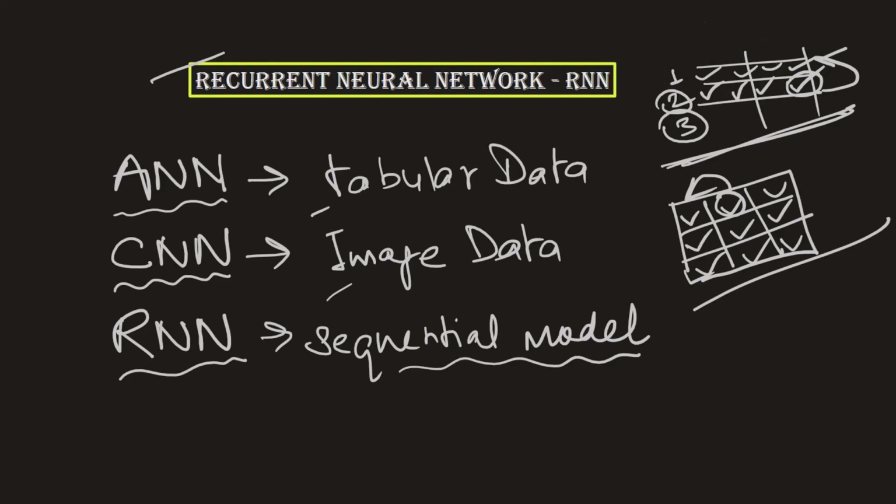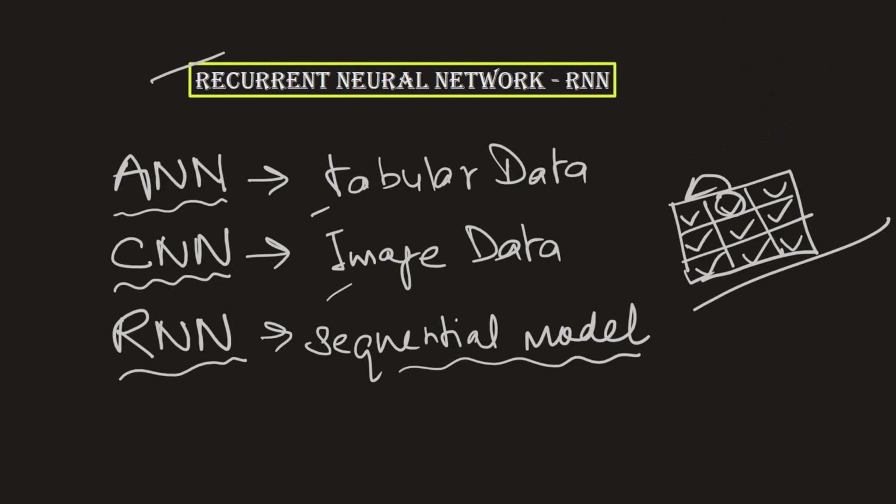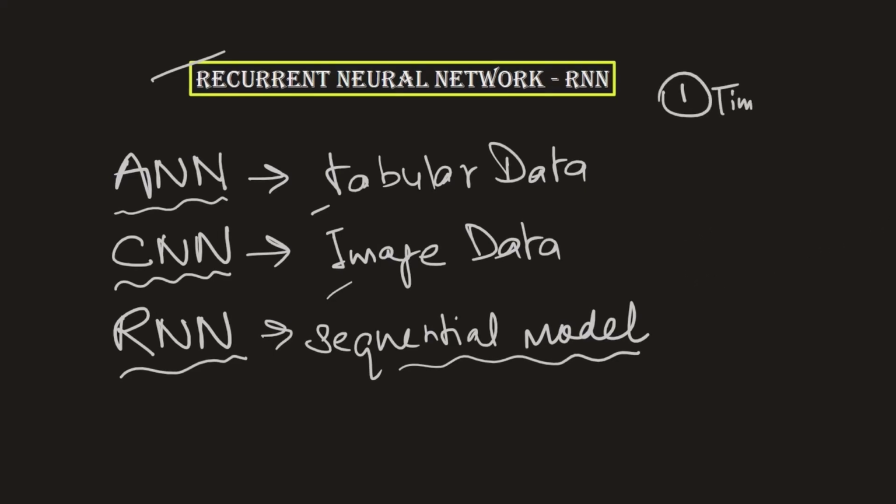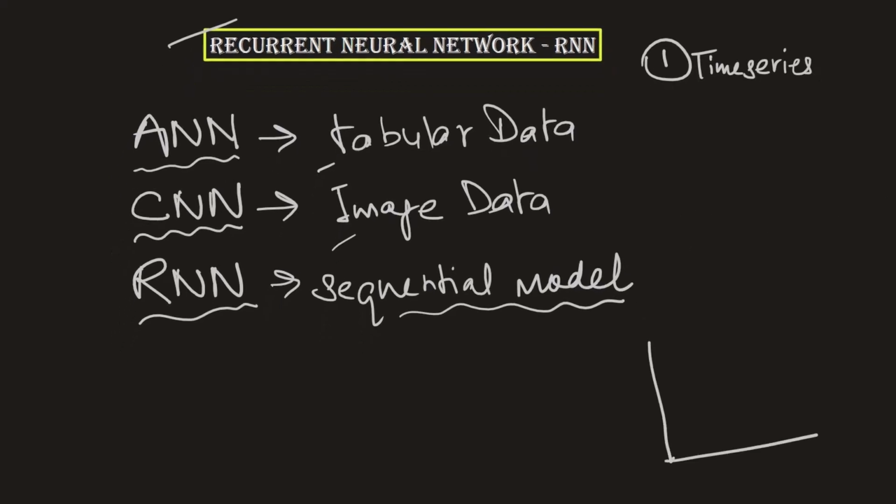Now let's have a look at a couple of examples of sequential data. The first example could be time series data. So let's say that you have data like this, where you have the stock price information of day 1, day 2, day 3, or let's say day 4 here. Let's say the price on day 1 was here, on day 2 it was here, on day 3 again it was here, and on day 4 it was here.